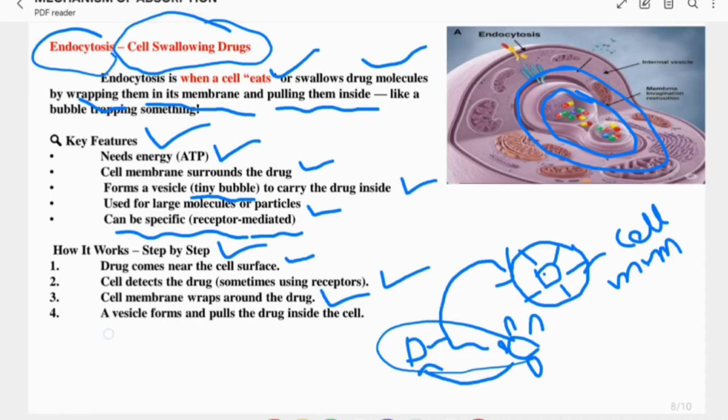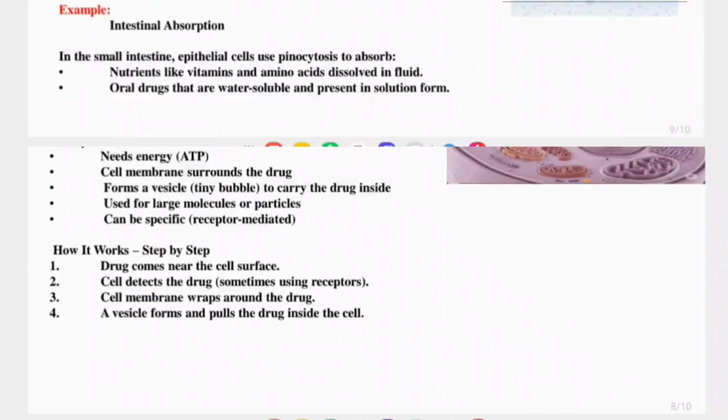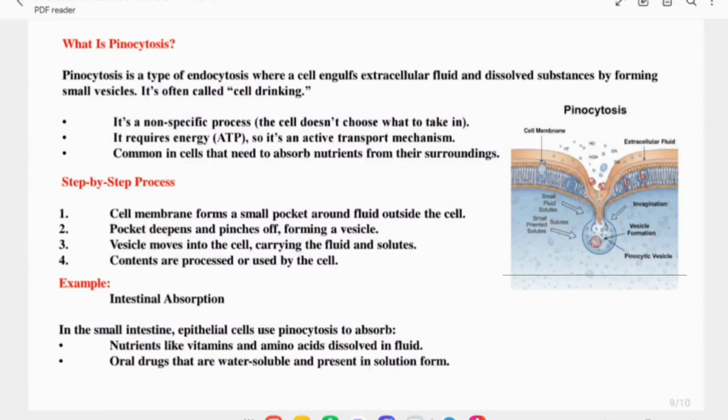Then there is a formation of a bulb structure which is called a vesicle and pulls the drug particle inside the cell. That is, after engulfing the drug particle, it will form a bulb-like, bulge-like structure that is called a vesicle that pulls the drug particle inside the cell. As you see in the diagram, here the drug particles are pulled or get inside the cell.